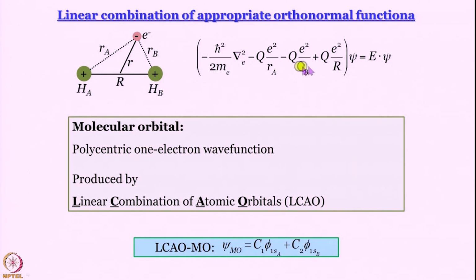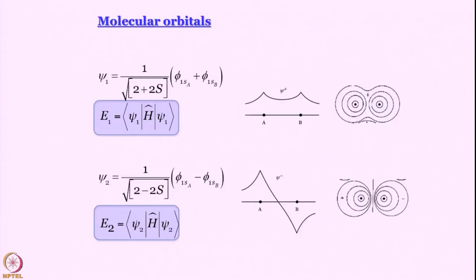So we have formulated the Schrodinger equation this way, and we have said that we are going to construct the molecular orbital not by solving the Schrodinger equation directly, even though it is possible. We are going to construct it by a rather unique technique, by taking a linear combination of atomic orbitals. And when we do that, this is where we are.